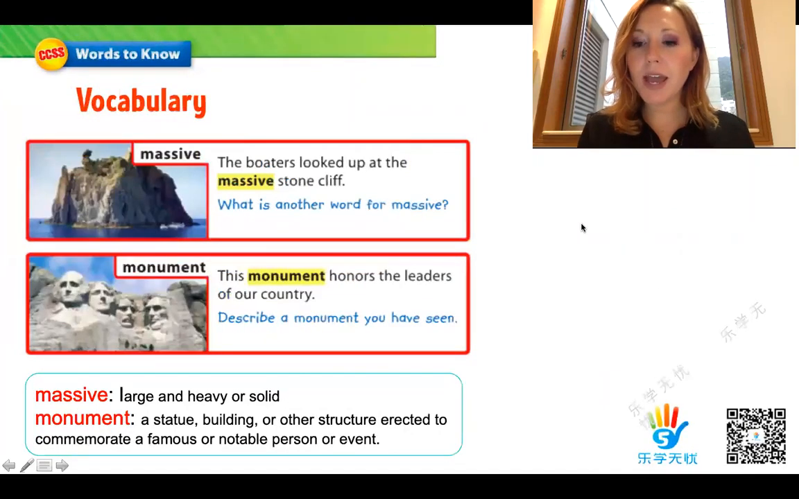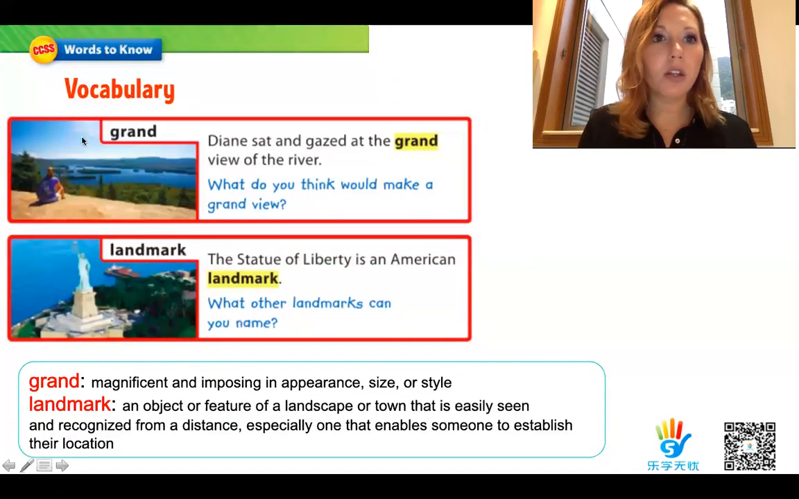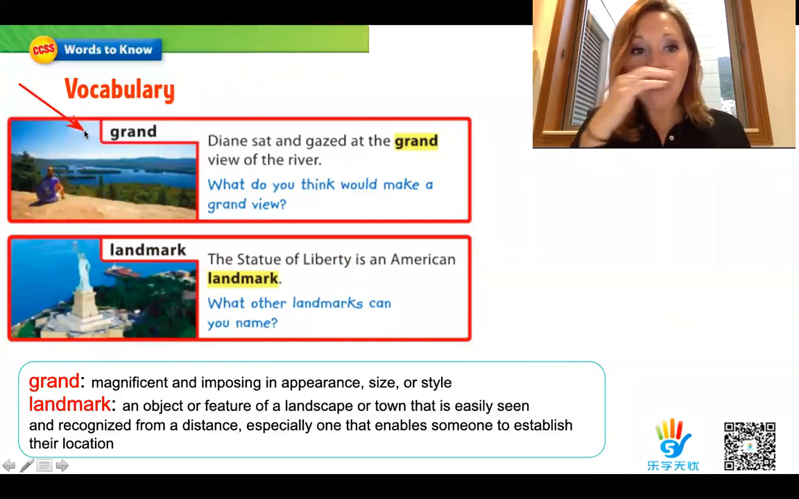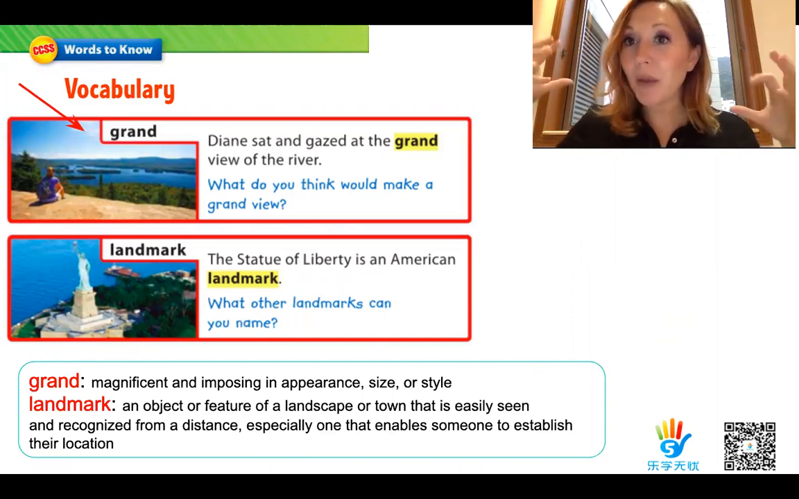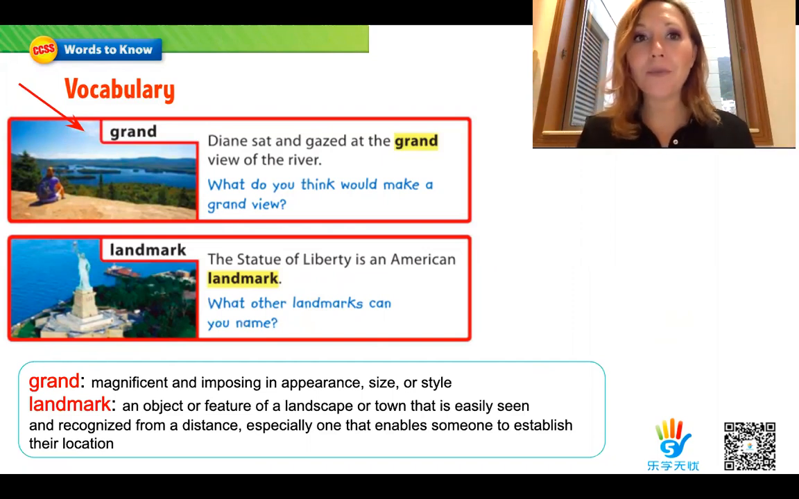Next, we have grand. Now, if something is grand, it means that it is magnificent, or it's great in size, or appearance, or style. Diane sat and gazed at the grand view of the river.